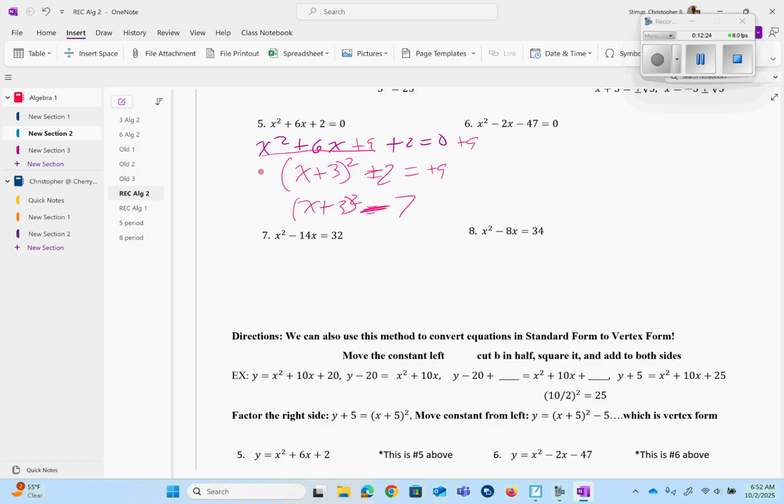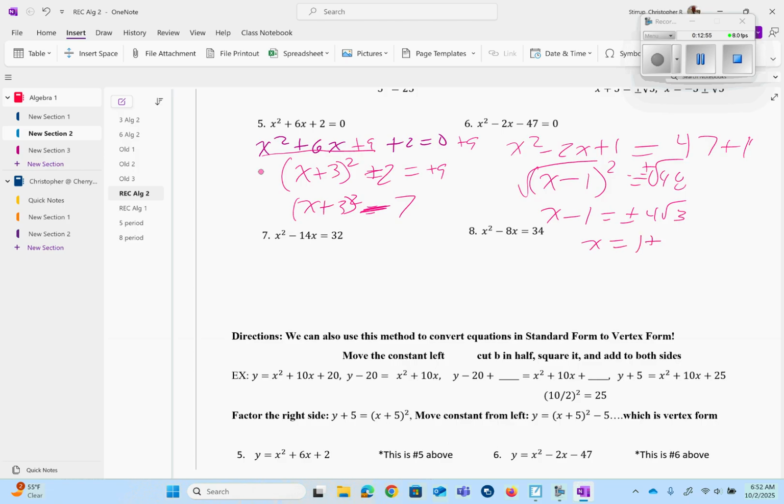So if we complete the square, so x squared minus 2x. Actually, let's move the 47 over by adding it. All right, so ready? That sign comes through. Half of 2 is 1. So 1 squared is 1. If I add 1, I'll add 1 over here. So that's going to give me 48. Root. Don't forget the plus minus. 48 breaks down to 16 times 3, which is going to give me plus or minus 4 root 3. And then we'll add 1 to both sides.